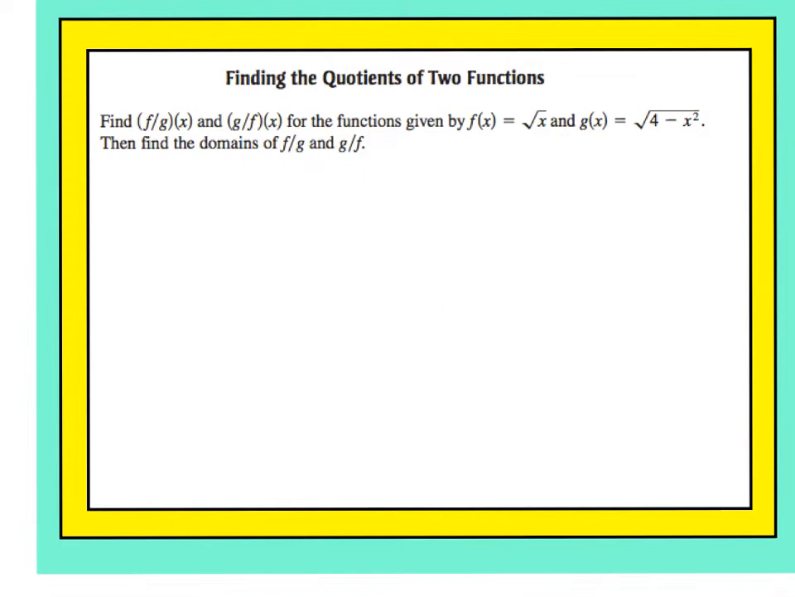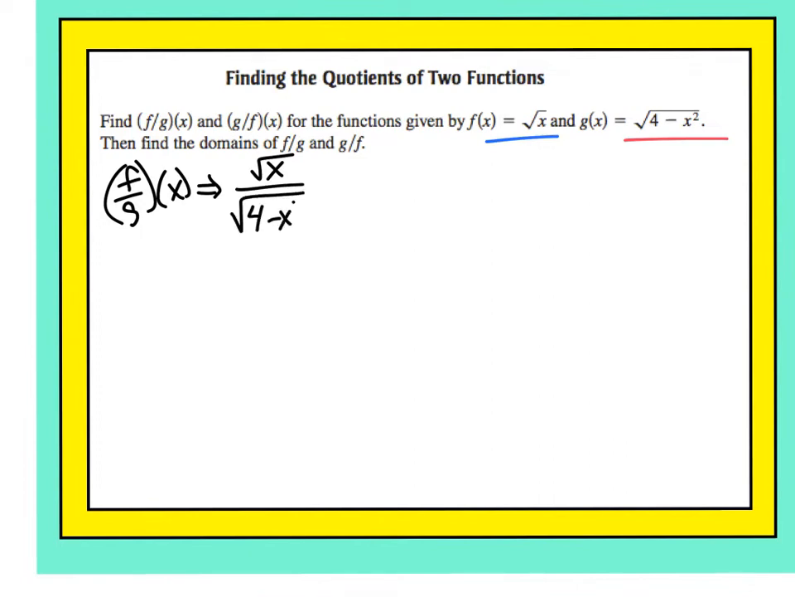0 in the denominator, and these are square roots. So this is a great review for us finding domains. All right, so I have f as square root x, and I have g as square root 4 minus x squared. Hey, what are we doing today? 1.8. So now I have f over g of x. So I got square root x on top, and then I have square root 4 minus x squared on the bottom. What can we not have on the bottom of a fraction?